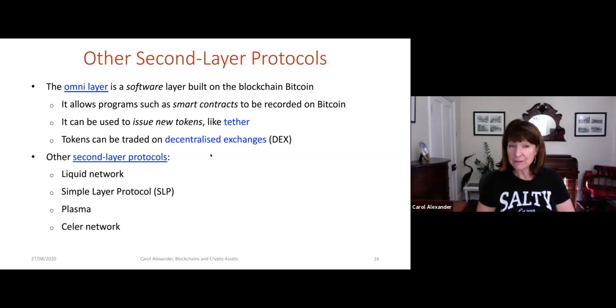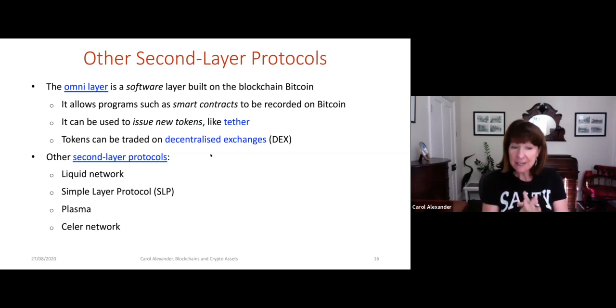Tether was one of the first tokens to use the Omni layer. Now it uses 8 different blockchains, which makes it a lot more difficult to keep track of where the tether is being issued and where it's going to. And these tokens can be traded on decentralized exchanges on the Omni layer. And we'll talk more about that. As I said, I'm going to be talking about exchanges in topic 6. I think. Could be 5. I think it's 6. Anyway.